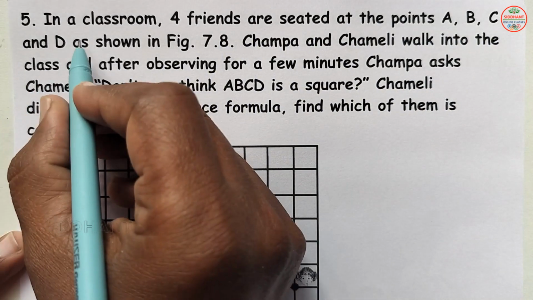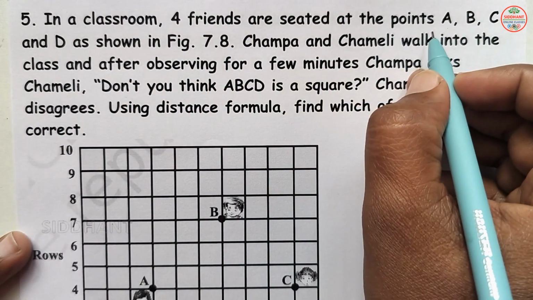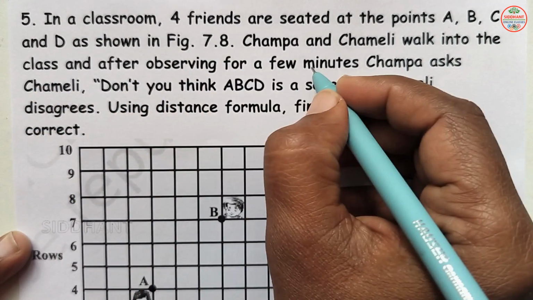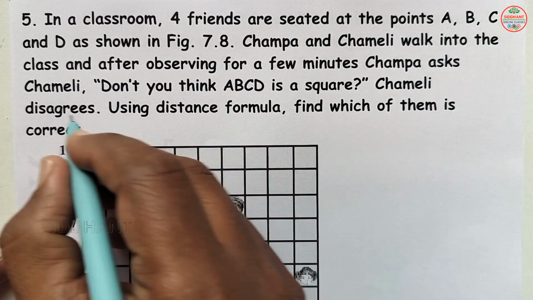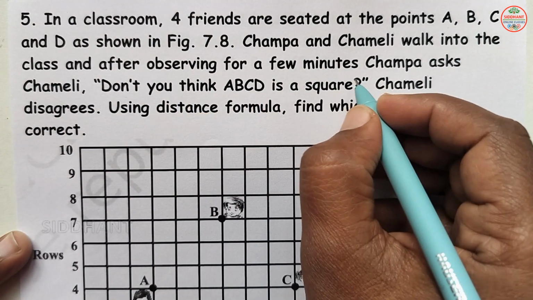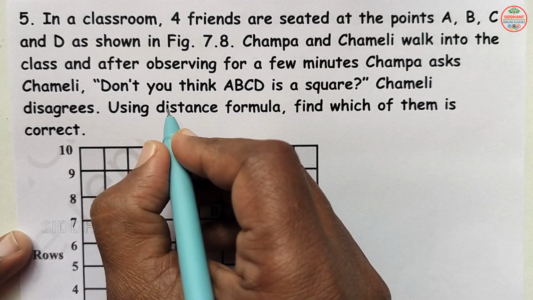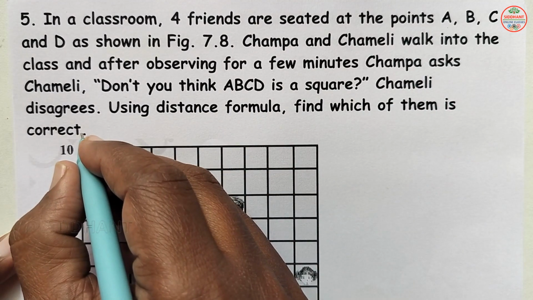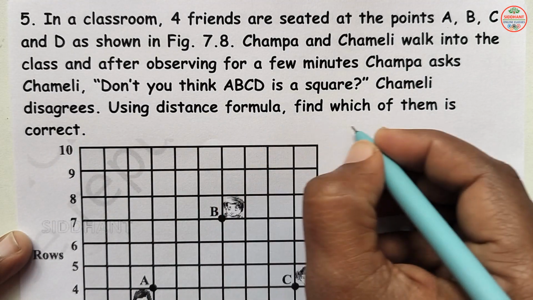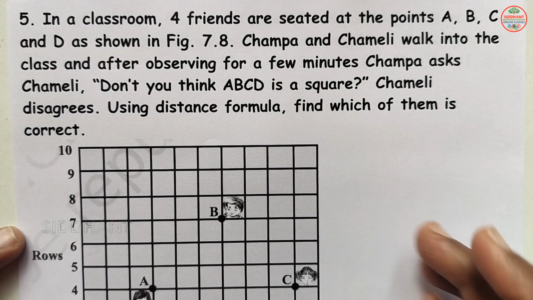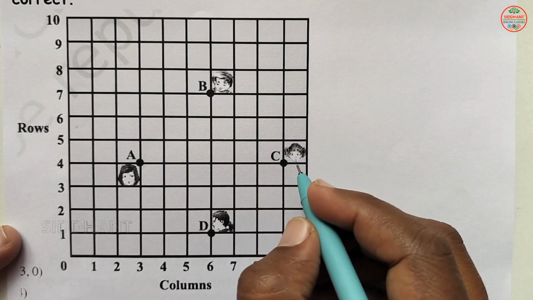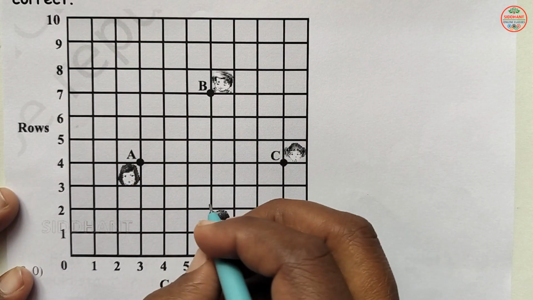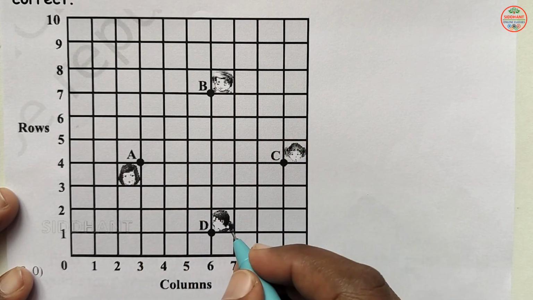Question number 5. In a classroom, 4 friends are seated at points A, B, C and D as shown in the figure 7.8. Champa and Chameli walk into the class and after observing for a few minutes, Champa asks Chameli, "Don't you think ABCD is a square?" Chameli disagrees. Using distance formula, find which of them is correct here. So this is the figure given here. So this is A point, B point, C point, D point here. So our discussion is whether this is a square or not.